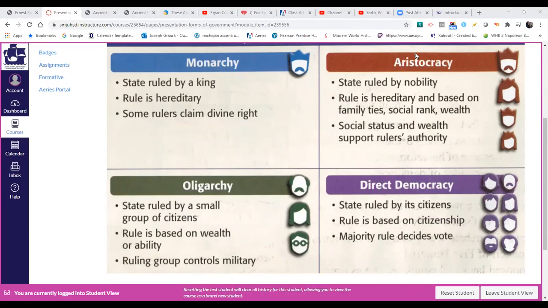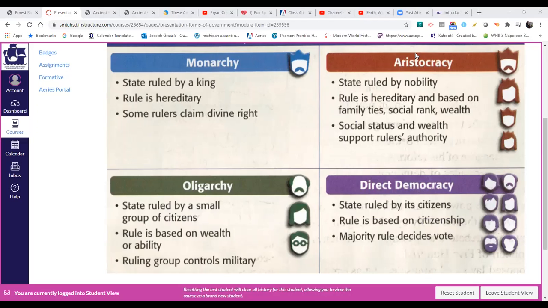Generally a state ruled by a king or a queen. Rule is hereditary, means it goes from king at this time or queen to the eldest son or daughter. Some rulers claim divine right. Divine right is a thought process that goes back to ancient China, really, where God has given you the power, God has given you the wisdom to rule.